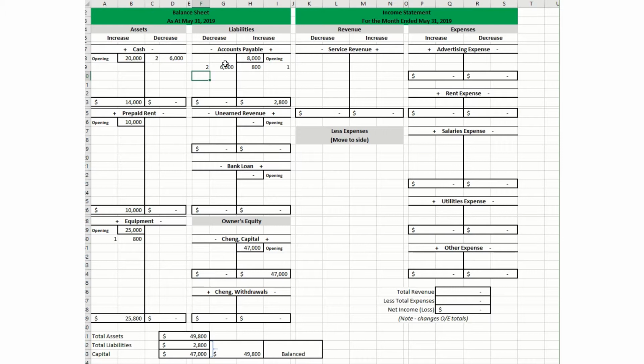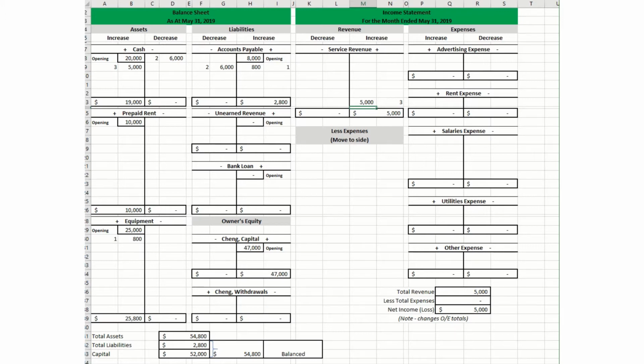Number 3, we received $5,000 in cash from customers for service rendered. So we received cash, so we're increasing our cash by $5,000. And we provided services for our customers, so therefore we need to record the revenue. Sorry, my formulas are not quite working. I apologize for this. I will enter it on this line for now. Okay. So we have $5,000 in revenue for services rendered.